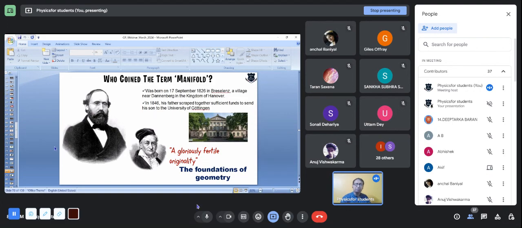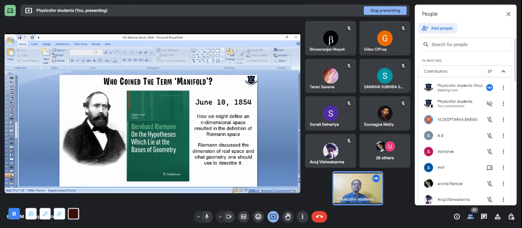He was a very poor person, and his father actually went bankrupt to send him to Göttingen University to study under whom? Can you recognize who this other person is? Anybody? Gauss. Euler. Yes. Carl Friedrich Gauss. Right, absolutely. So there he was given a kind of dissertation, and this was the paper in which he first coined the term manifold, on the hypotheses which lie at the basis of geometry. And when was it done? 1854.